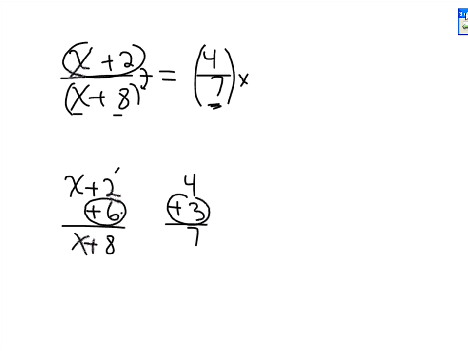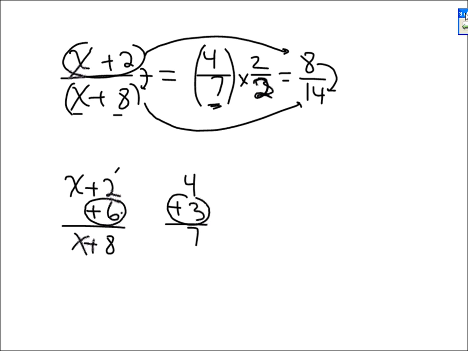Oh, I'll double this 3. 3 times 2 is 6. So 4 over 7 is the same as 8 over 14. Now the bottom is 6 more. So now I can say these numerators are equal, these denominators are equal. x plus 2 is equal to 8. So now I know x is 6, and that's done. You don't have to clear out the denominators. You just double numerator and denominator.